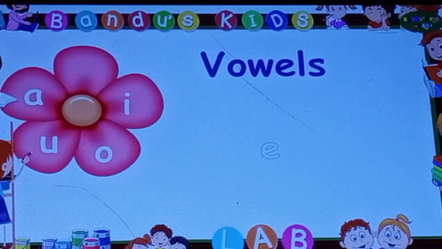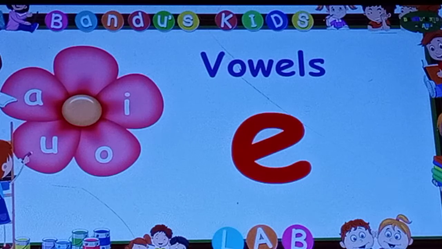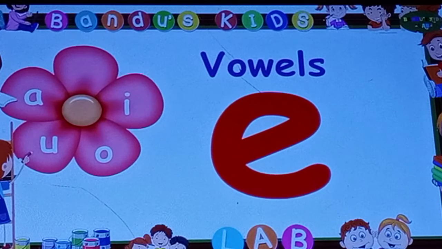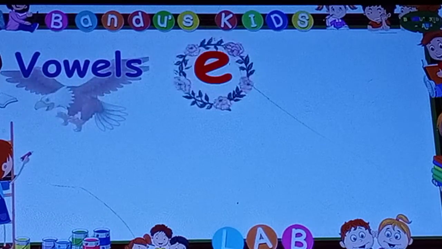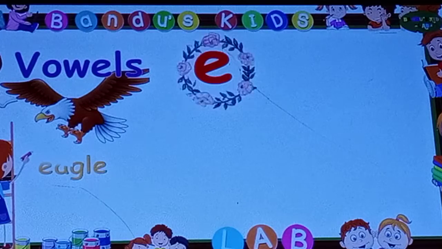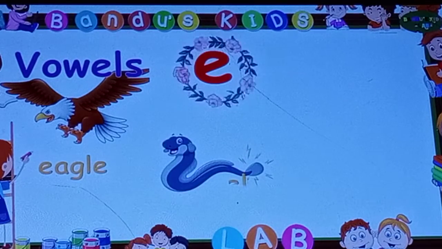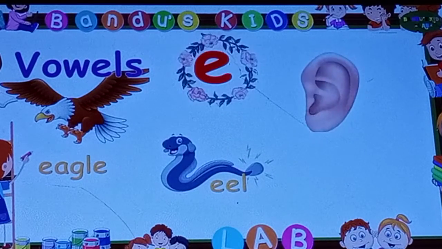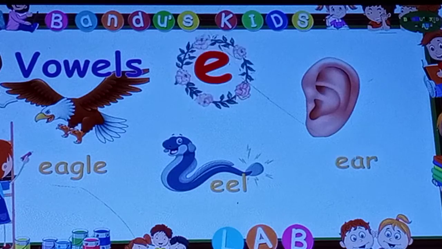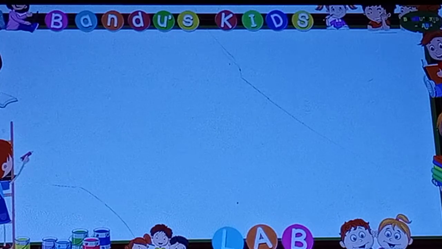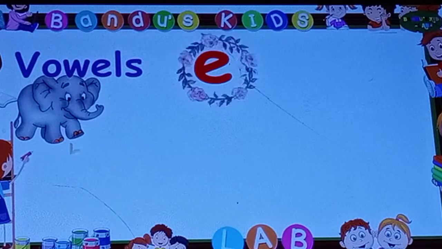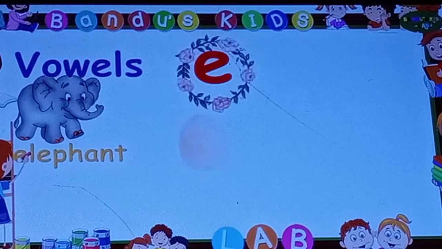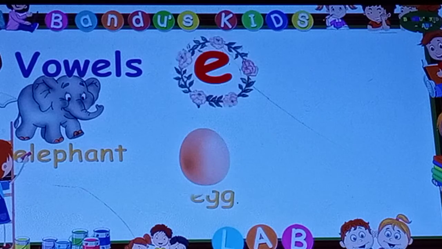Now let's take the second vowel. The second vowel is E. It also makes two sounds. The first one is E, like eagle, eel, ear. The second one is eh, like elephant, egg, elbow.